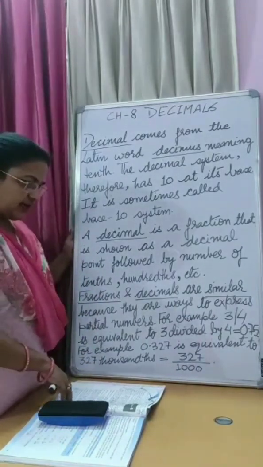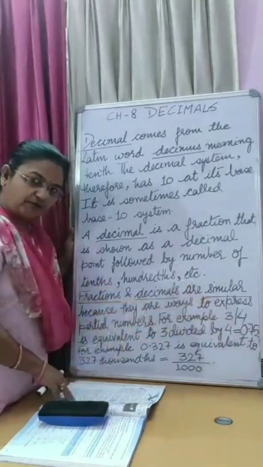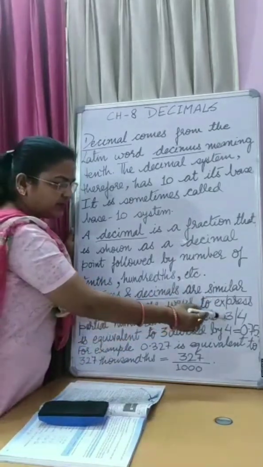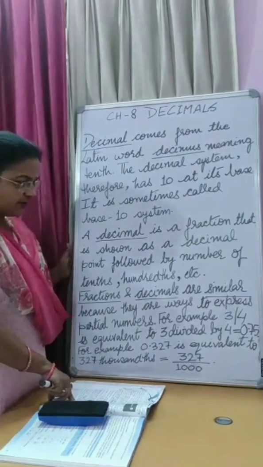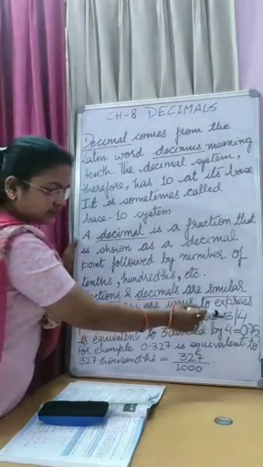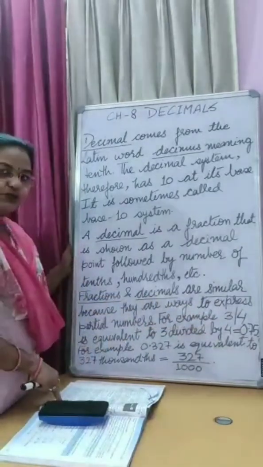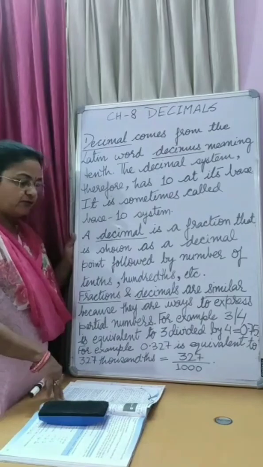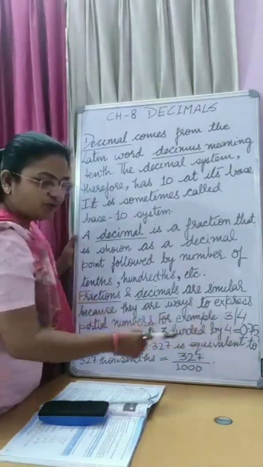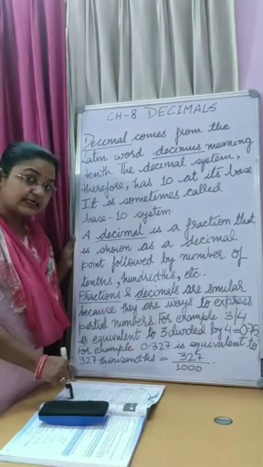Let us see, for example, if you take 3 by 4. 3 by 4 is a fractional number, 3 is the numerator and 4 is the denominator. This 3 by 4 is equivalent to 3 divided by 4. So when we divide 3 by 4, what do we get? We get 0.75, which is a decimal number.